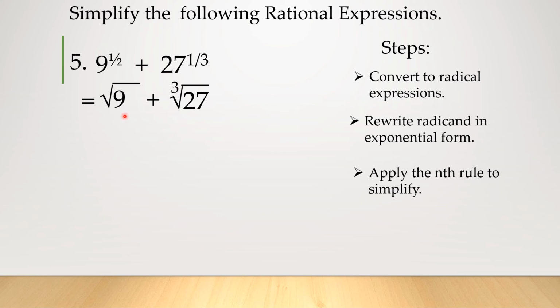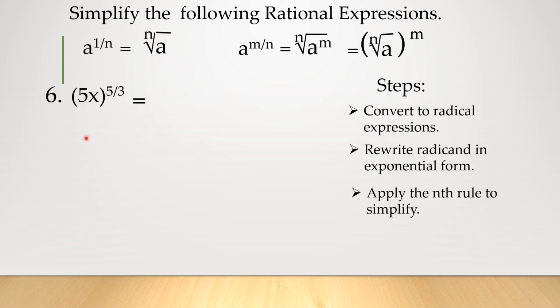Now, the square root of 9 means what is that number raised to 2 is 9? The answer is 9. So the number is 3. So 3 raised to 2, right? Plus, how about here, 27? That is 3 raised to 3. So now we can apply the nth root rule. By just simply, we can cancel this one. That is 3. We can cancel also the radical sign here, and that is 3. So 3 plus 3, that is equal to 6. That's the final answer, or the simplest form.